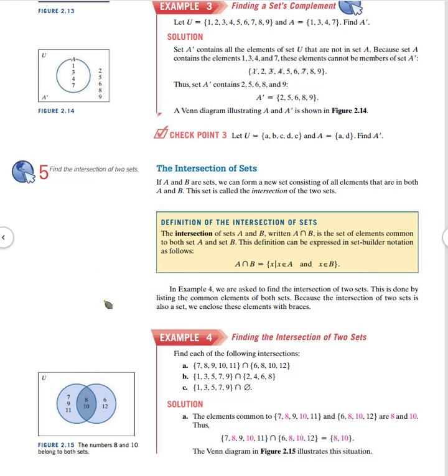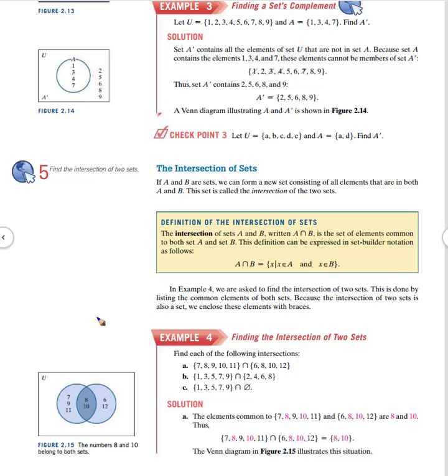Example 4 gives us two sets. One of them has 7, 8, 9, 10, 11. The other has 6, 8, 10, and 12. Where do they intersect? In other words, what's common? The elements 8 and 10 are common to both sets. Again, that's where the intersection is.